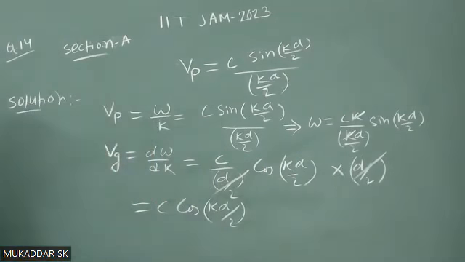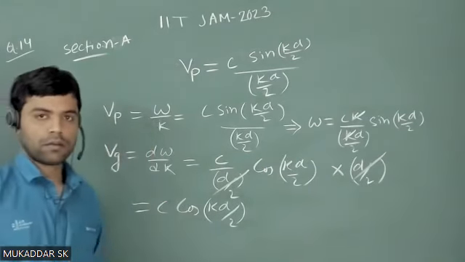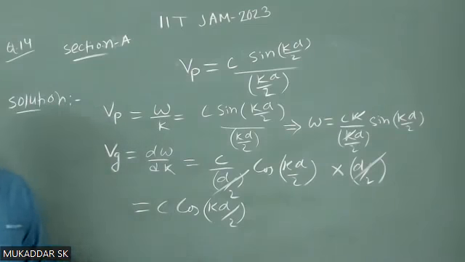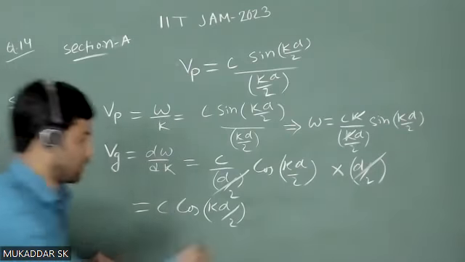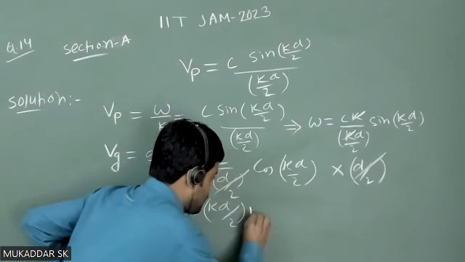Okay, so this will be the answer. According to the given set, the correct option will be B. Group velocity of this wave will be c times cosine kd by 2.